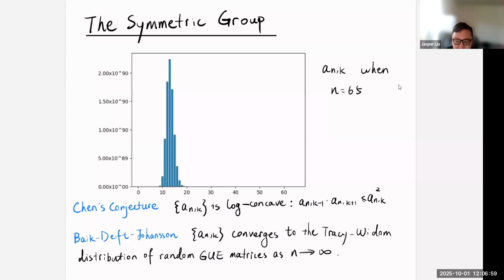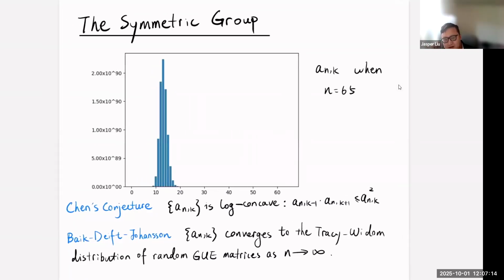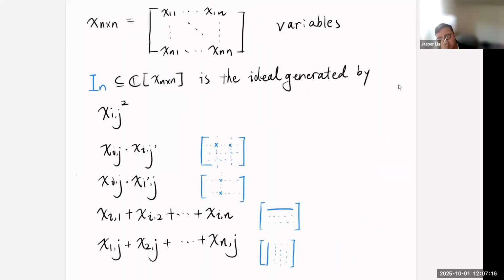So today's plan is that we will see a quotient ring which sort of knows this distribution of the A_{n,k} and sort of knows the Schensted correspondence. Here is our construction of this quotient ring.